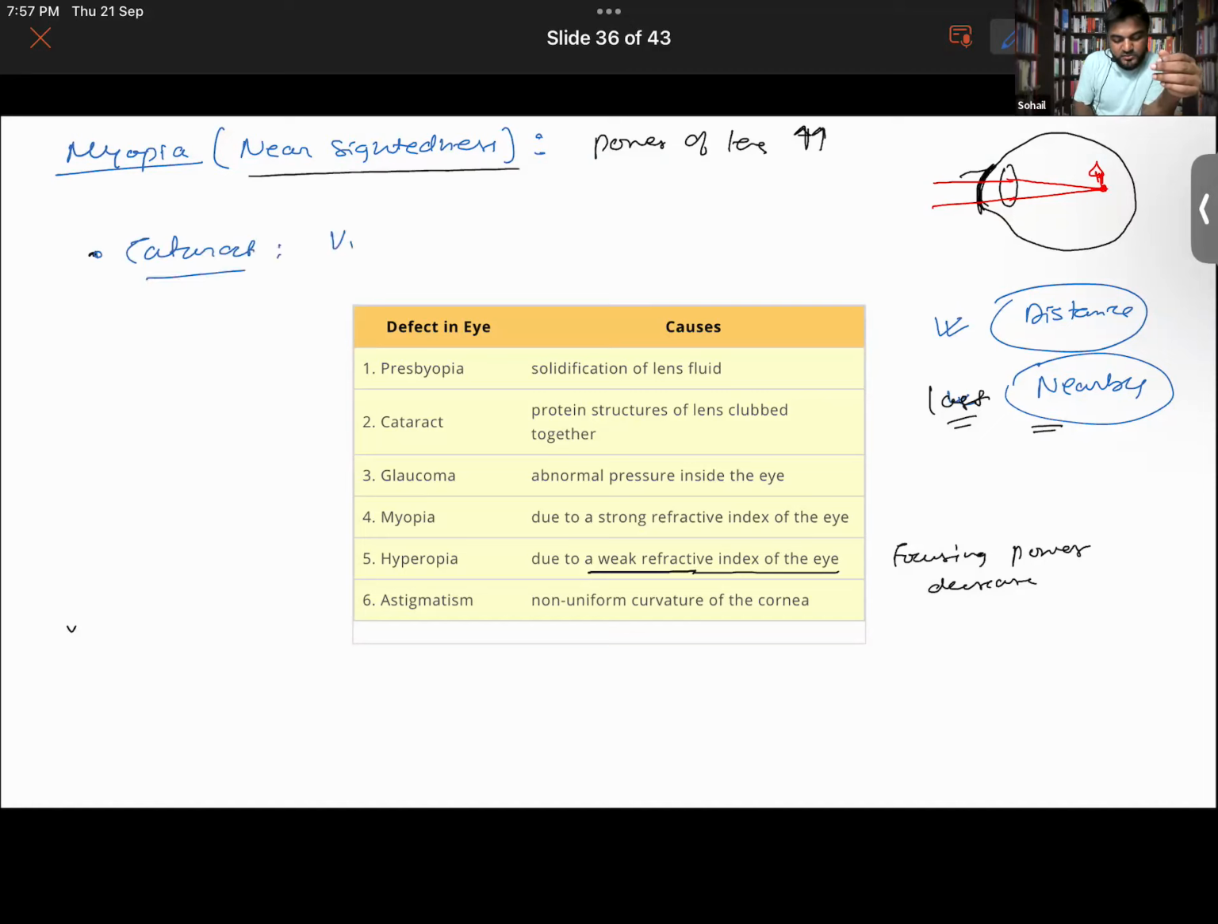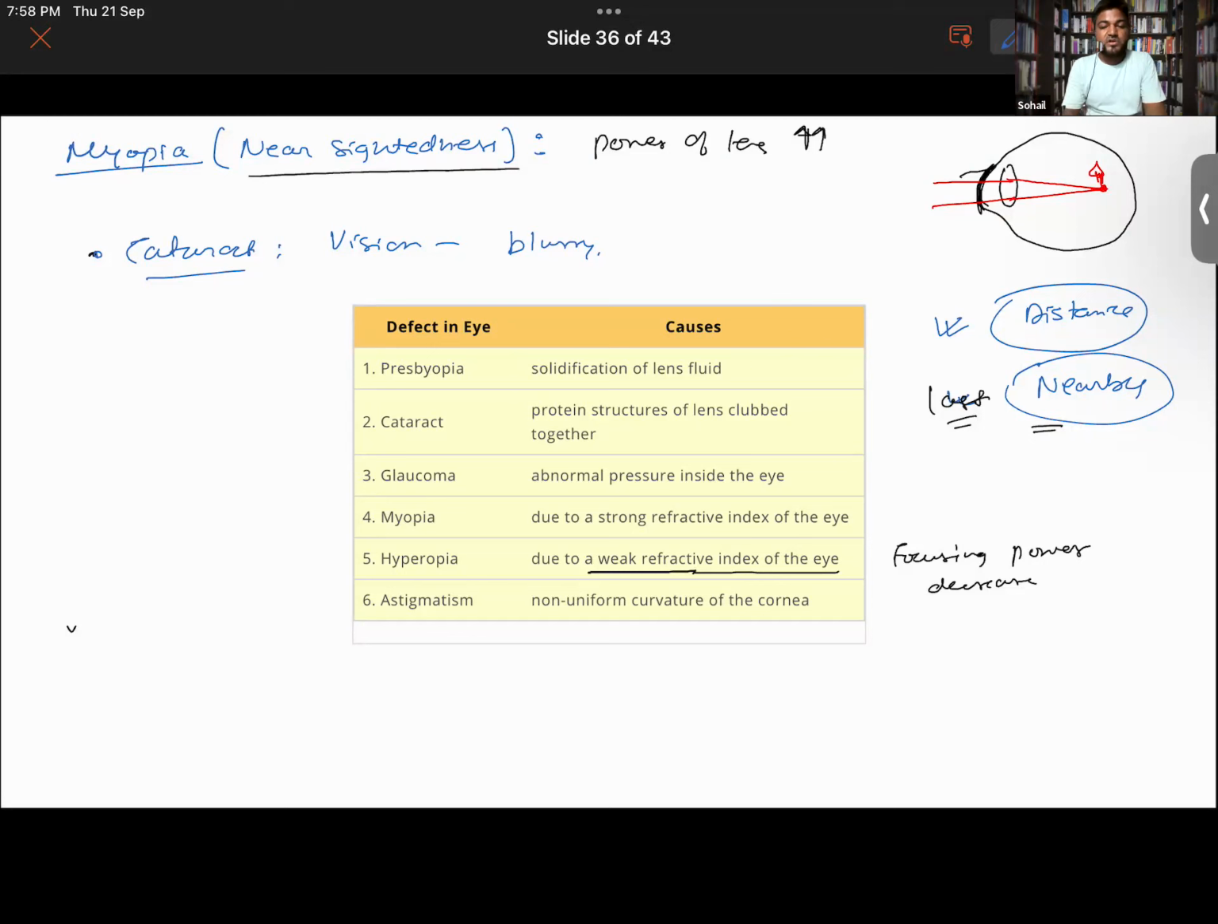The vision of the person becomes blurry. Why is it so? Because the lens of the eye becomes foggy, as the protein structures of the lens are clubbed together. That leads to foggy vision, basically restricting the amount of light that can enter the eye. Yes, sir. Getting it now.